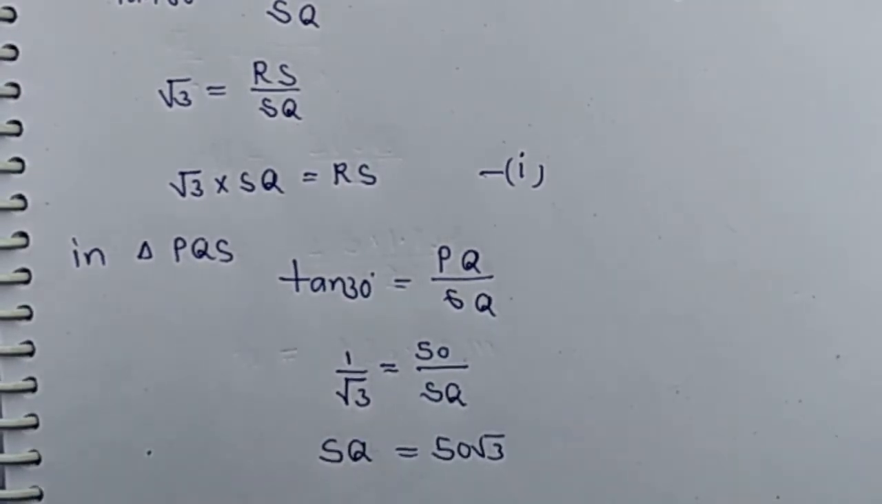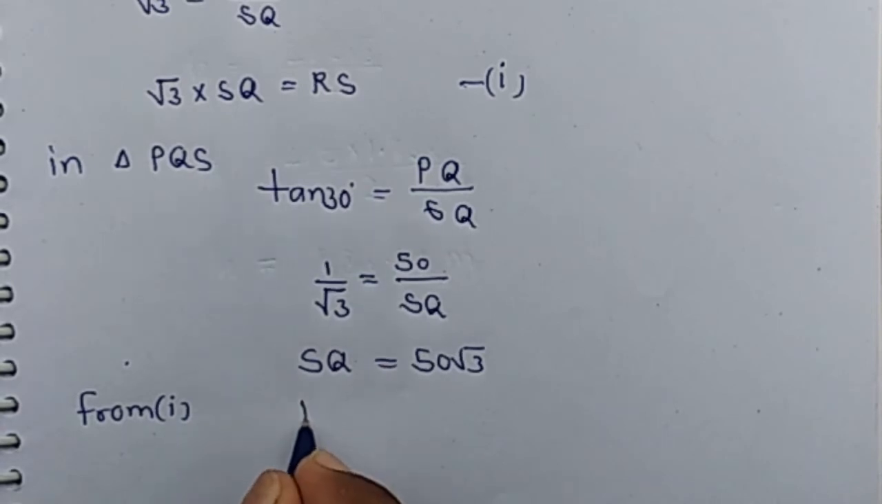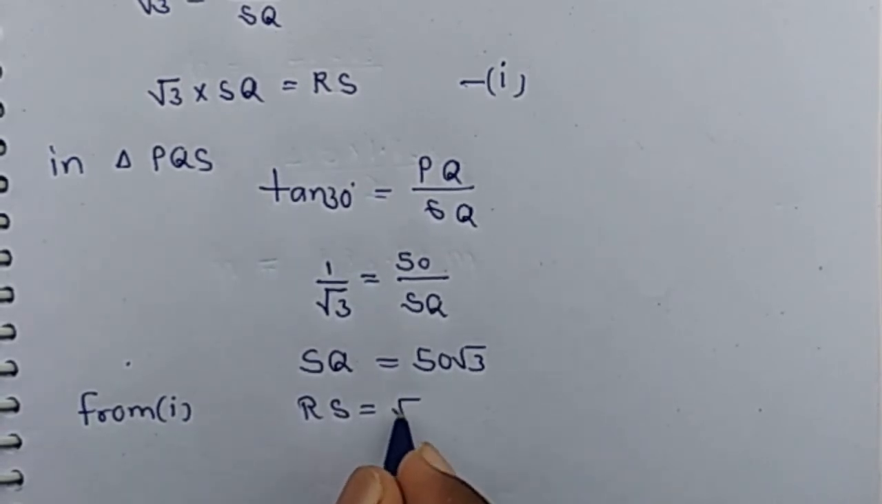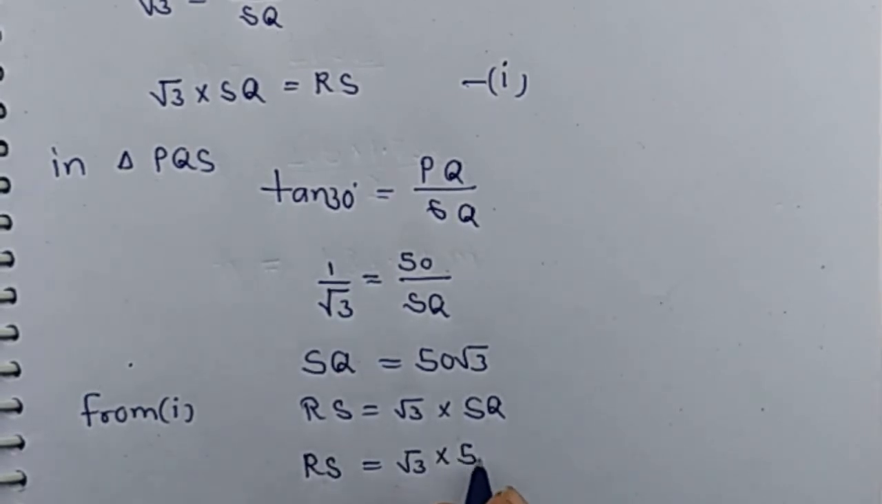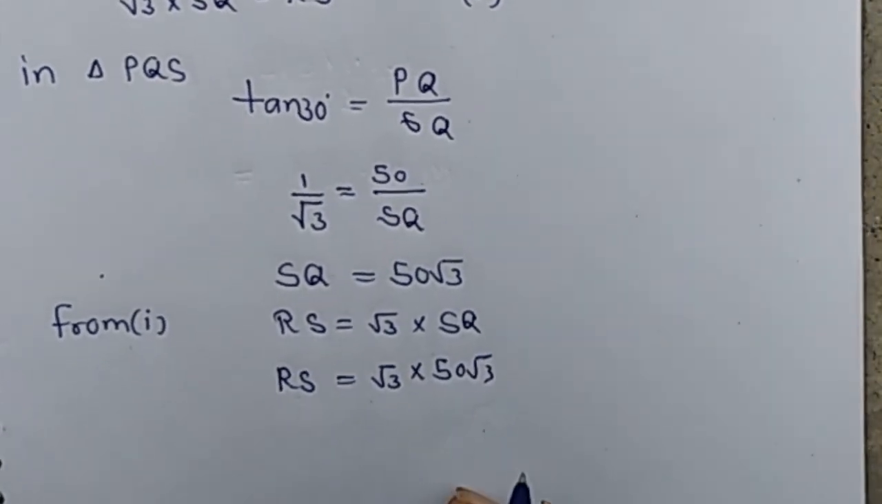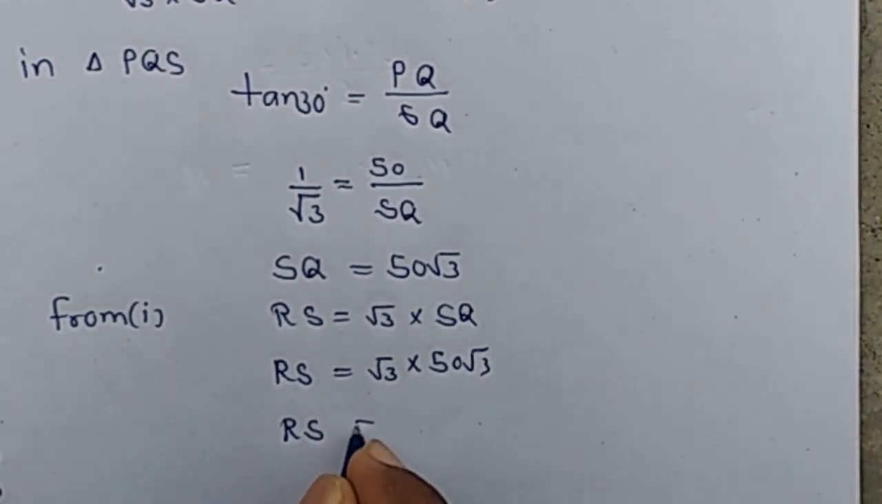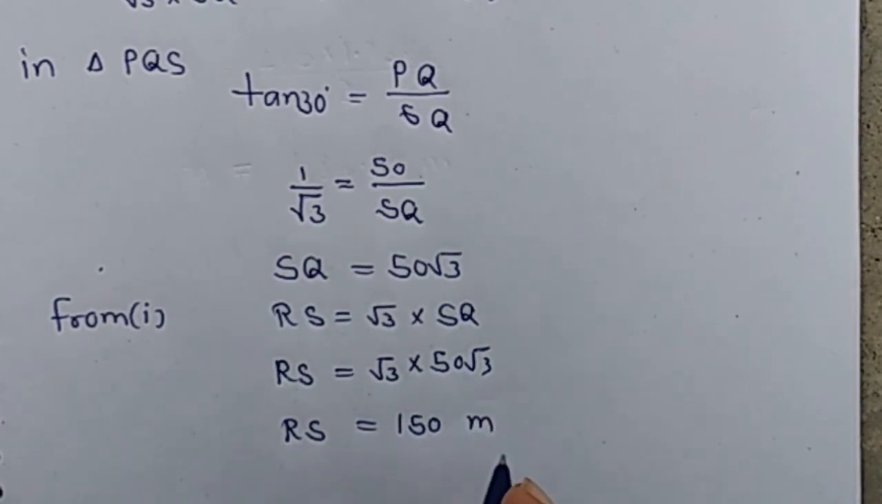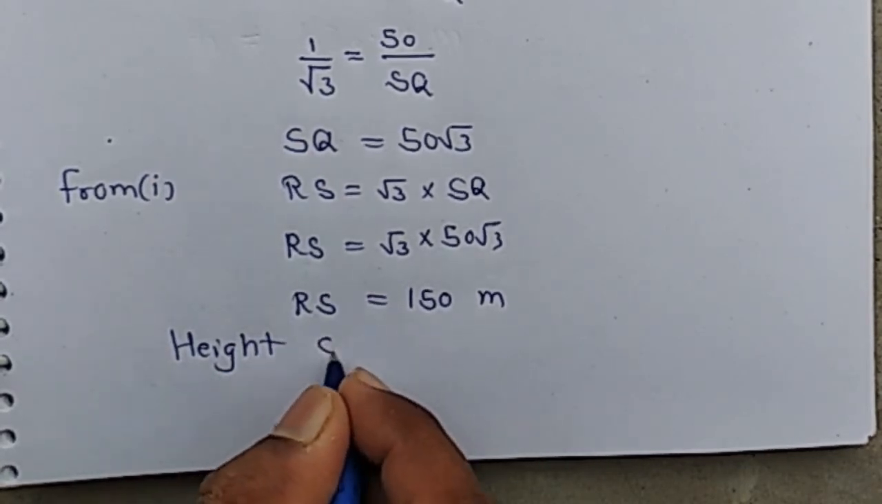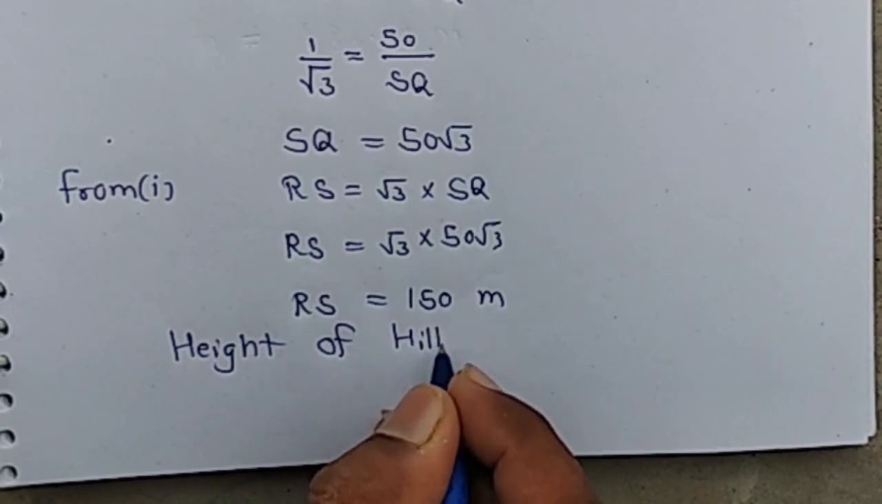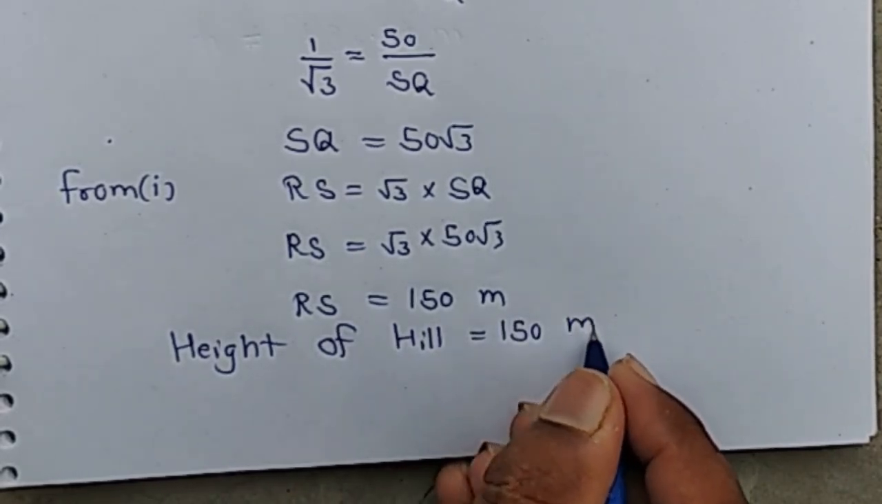Now from first equation we have RS equal √3 into SQ. Put the value of SQ, we have √3 into 50√3, and RS equal 150 meter. It means height of the hill is 150 meter, and it is the answer.